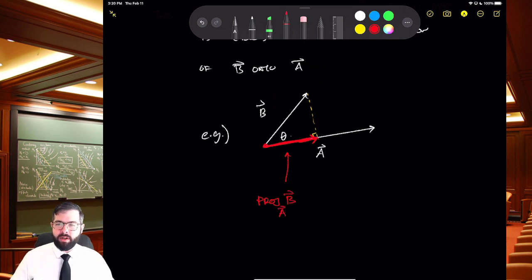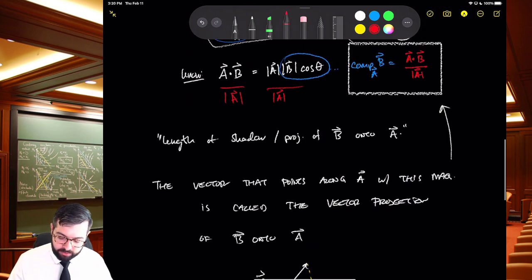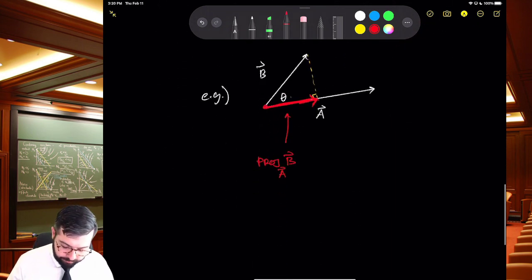And what type of quantity is this, being drawn as an arrow in space? Is that a vector or a scalar? It's a vector. Whereas the component, the scalar component, this is just a scalar. Not just a scalar. It is a scalar. Here, this is a vector.